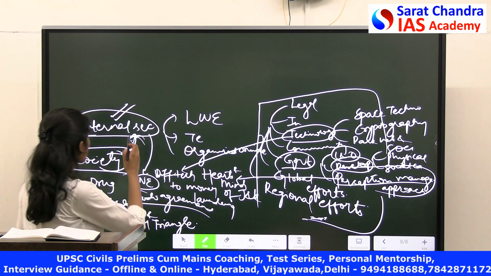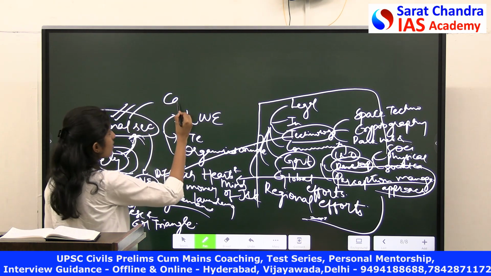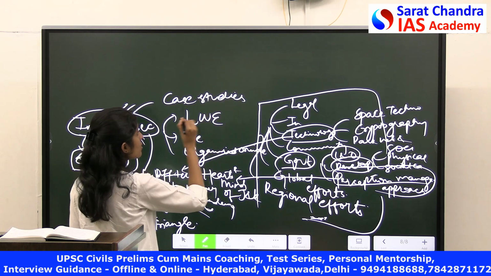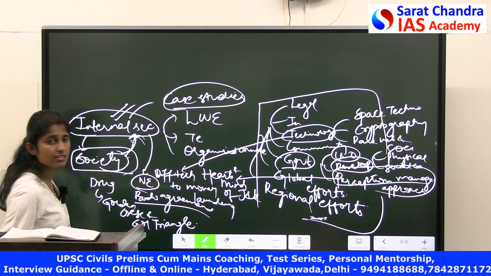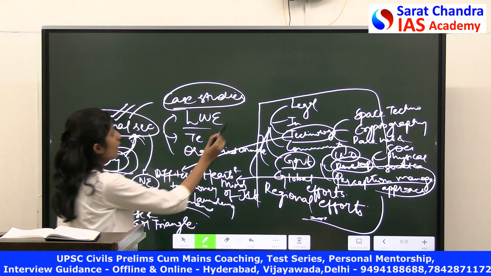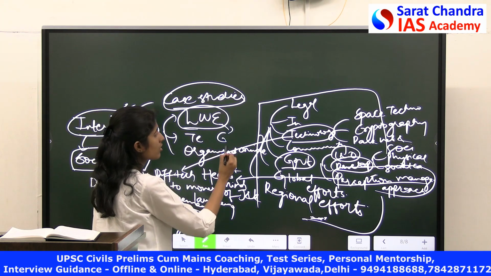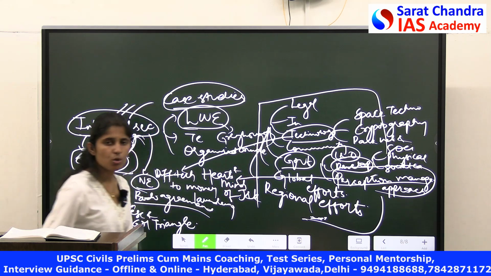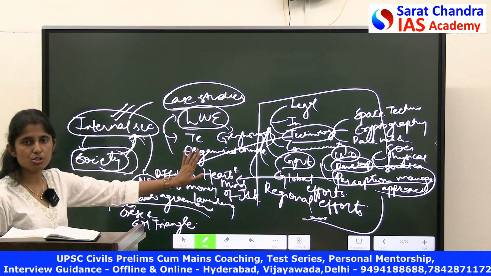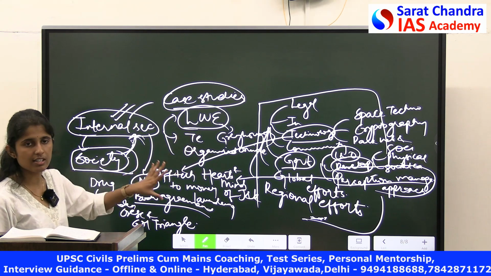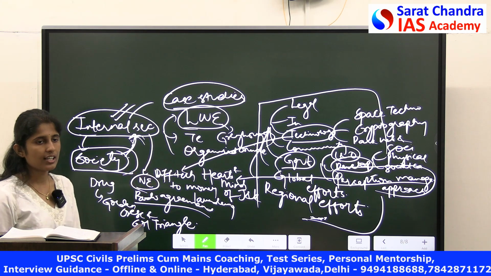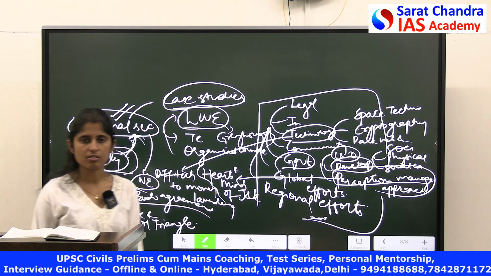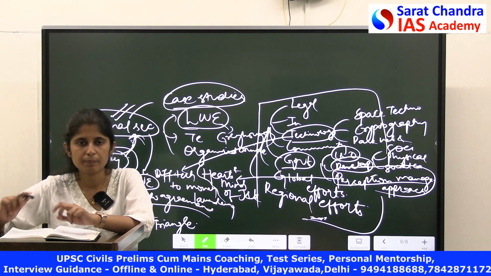One more thing you can do in internal security is case studies. For each challenge, there are numerous good case studies that you can quote. For instance, for left-wing extremism, there is something called the Greyhounds that everybody might have heard of. For every internal security challenge, you can think about a case study, collect it and use it. That is the way you can differentiate or give depth to your answers. So that is about internal security.